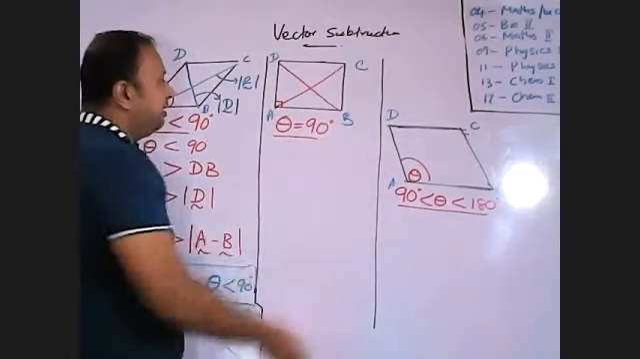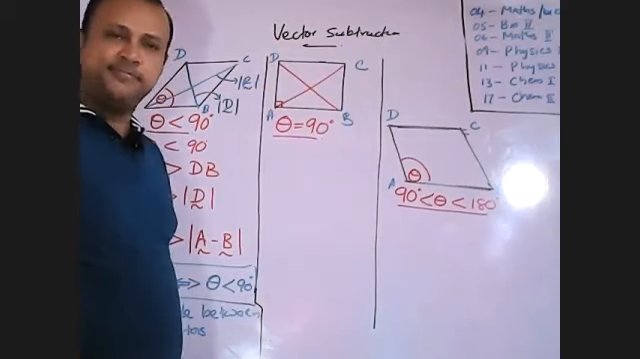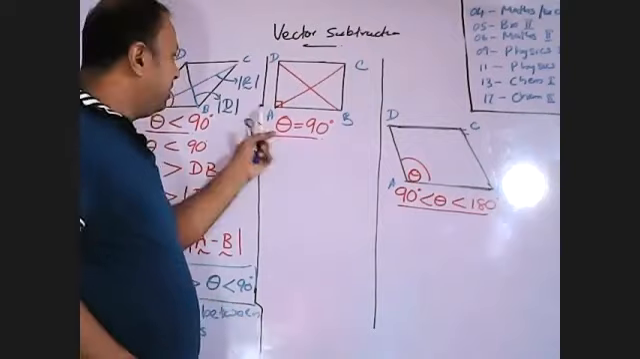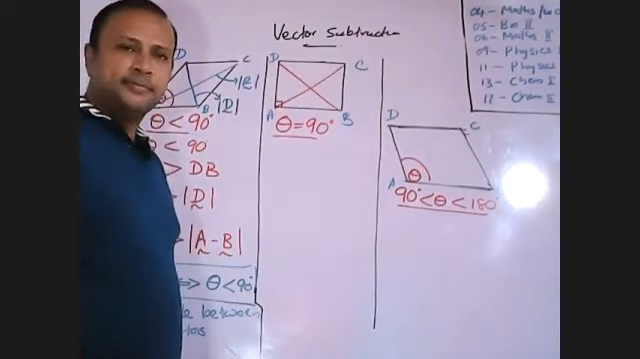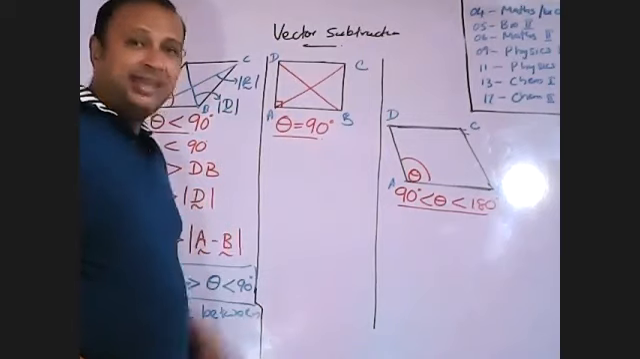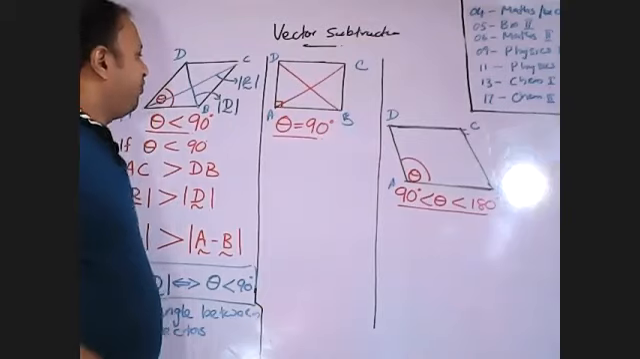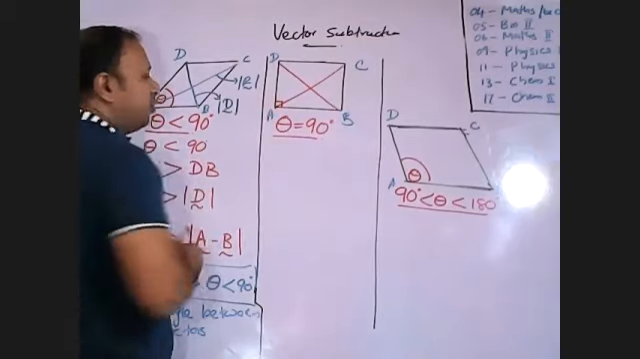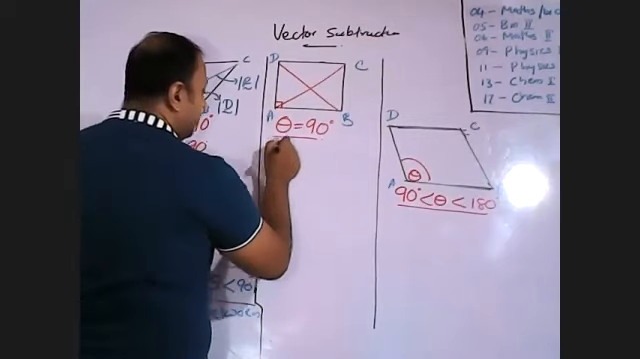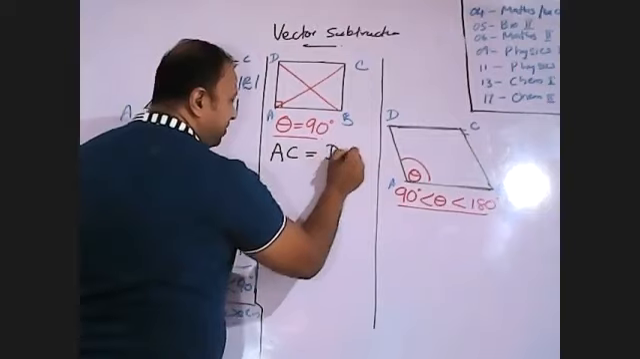BC and AD equal in length. Therefore, if you use Pythagoras theorem to find AC and BD length, then you can clearly see both are equal in length. Therefore, if theta is equal to 90, you can clearly see the length of AC is equal to the length of DB.